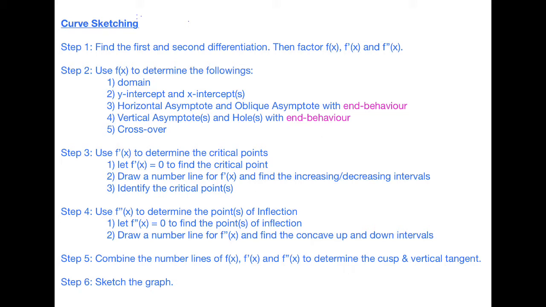Number 5, the crossover. Crossover is the point where the function intersects with the horizontal or oblique asymptote.